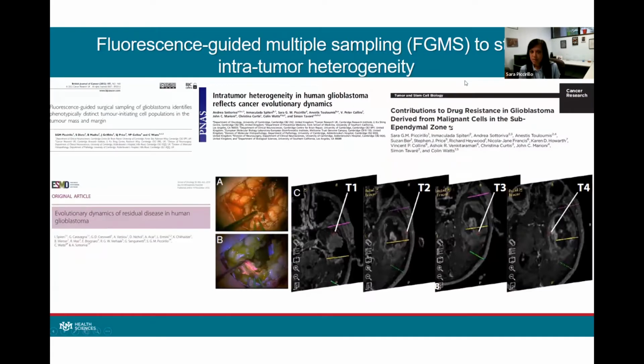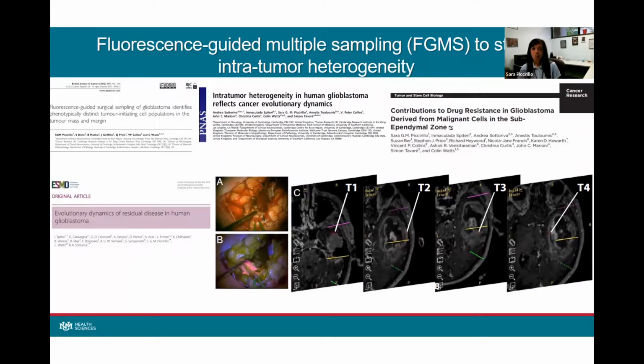So what we did next was to refine this method, and what we developed is what we called the Fluorescence-guided multiple sampling scheme, also known as FGMS. So this is a method, like I said, based on 5-ALA, in which now we have that opportunity to sample the tumor mass, the tumor margin, and also to start characterizing at cellular and molecular level the heterogeneity of all this area. So in order to characterize the heterogeneity of the tumor mass, what we did was to collect multiple samples from the tumor mass.